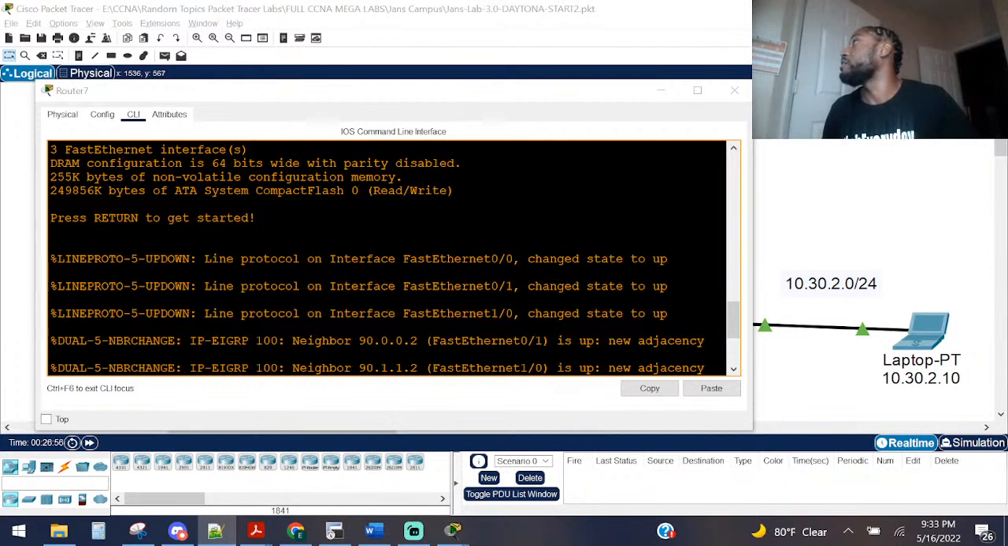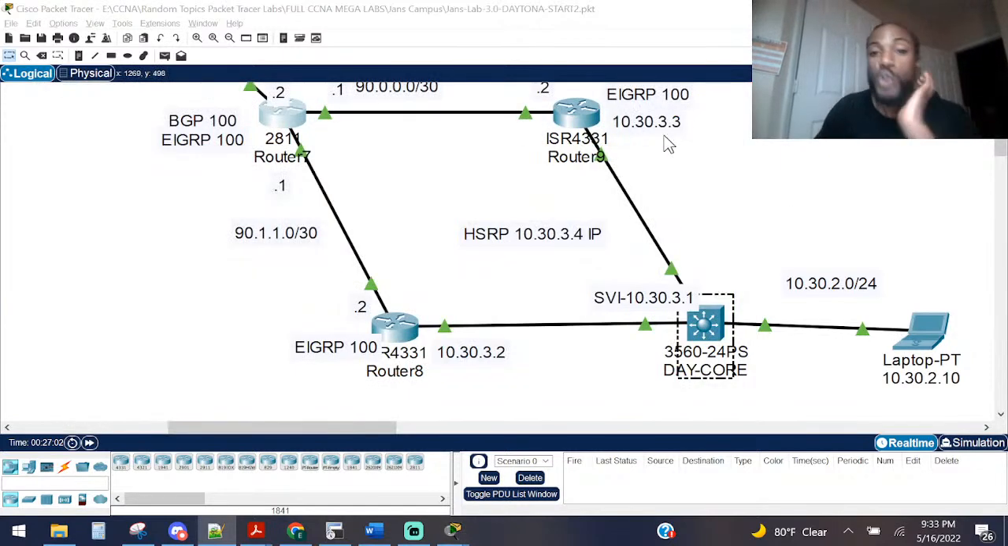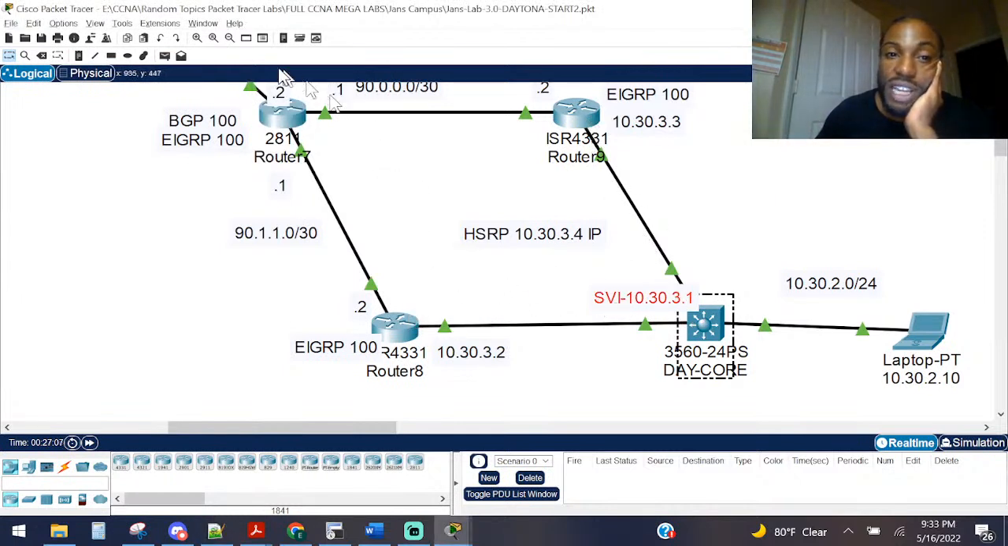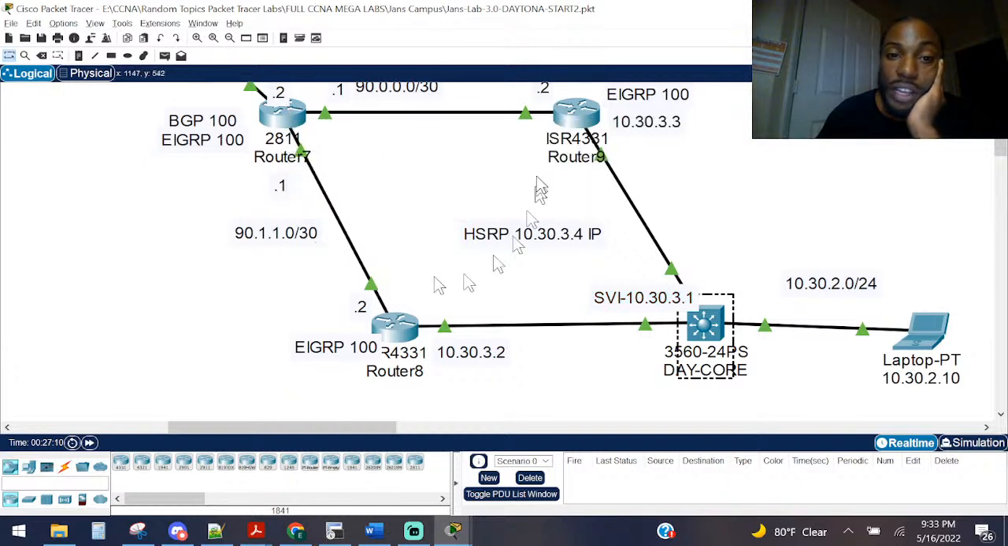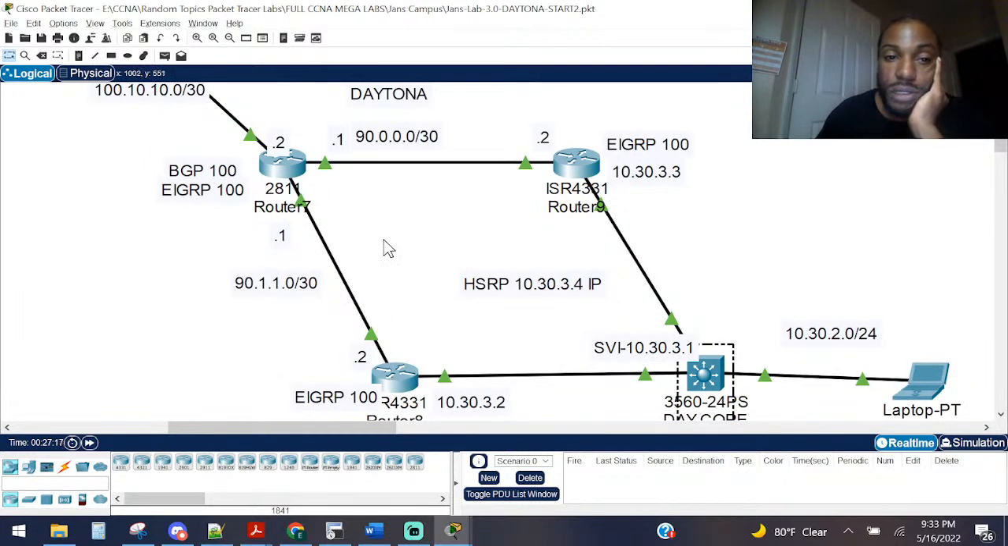What are we missing? So he says, and should be able to ping laptop 10.32.10, if not backtrack. So let's see what is going on here. These guys have routes to that network, but for some reason they don't have routes to that network. Anybody know why? Even though they are participating in EIGRP. Let's see. He got a route to it. He got a route to it. What is going on here? I think I see why. Let's see.